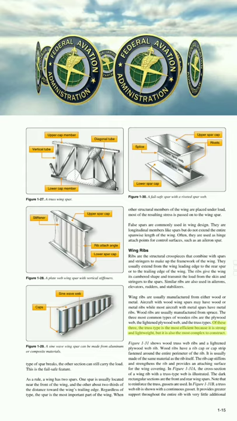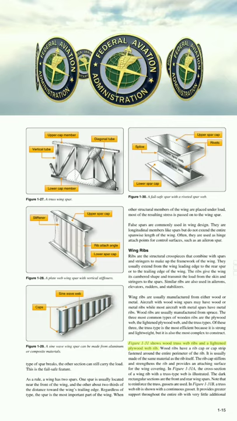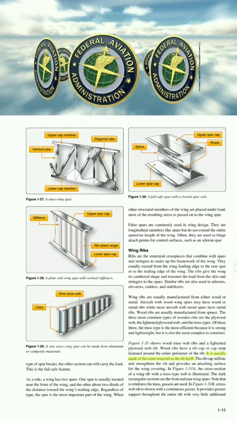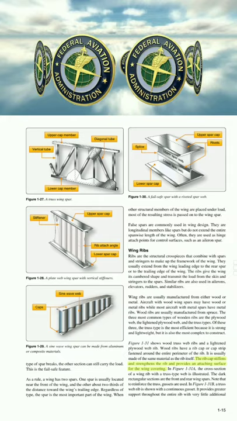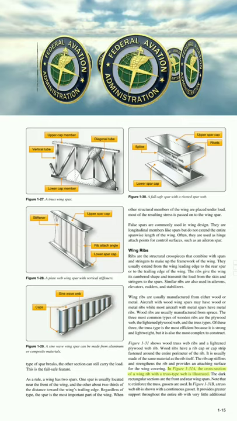Figure 131 shows wood truss web ribs and a lightened plywood web rib. Wood ribs have a rib cap or cap strip fastened around the entire perimeter of the rib. It is usually made of the same material as the rib itself. The rib cap stiffens and strengthens the rib and provides an attaching surface for the wing covering. In Figure 131A, the cross-section of a wing rib with a truss-type web is illustrated. The dark rectangular sections are the front and rear wing spars.